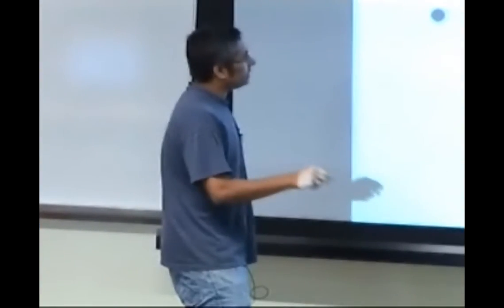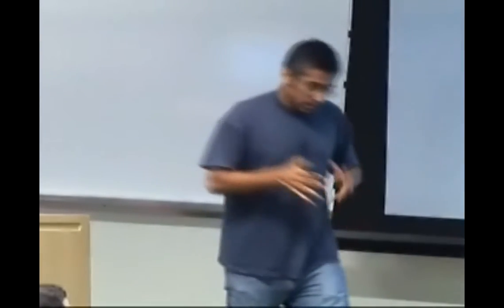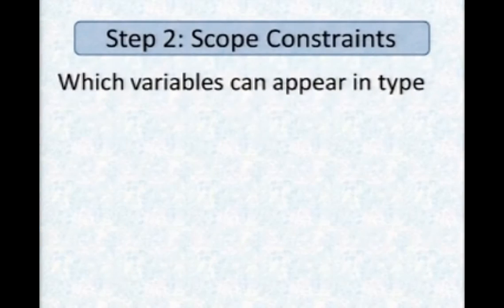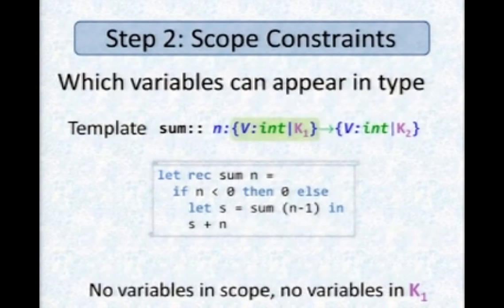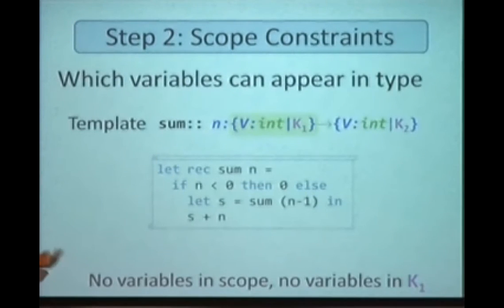And the second constraints are value flow constraints that tell you what kinds of values this k actually describes. So let's look at the scope constraints, which simply describe which variables can actually show up in a particular type. For example, let's revisit the template that we have for sum. Let's look at K1, which is the input refinement, the precondition. There are no other variables in this program that are in scope at the point when this particular precondition is.